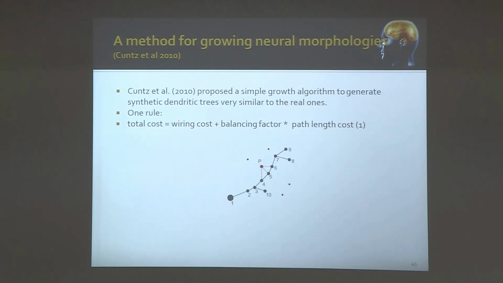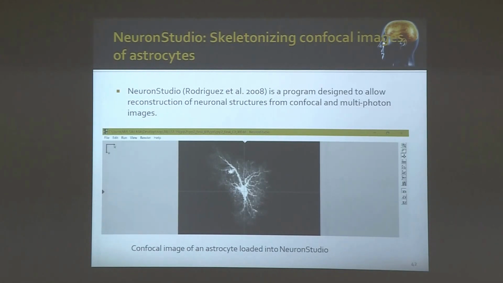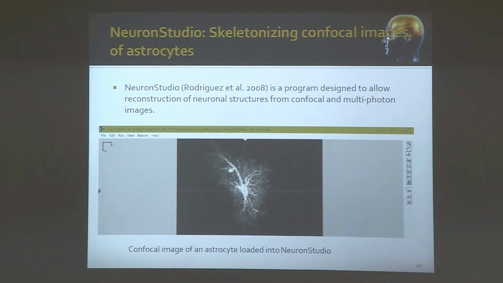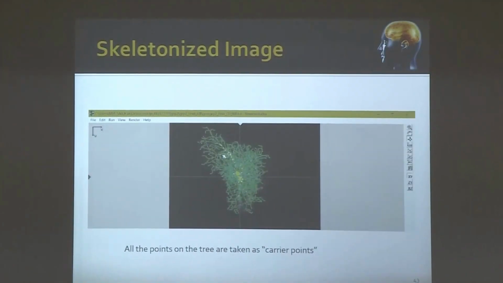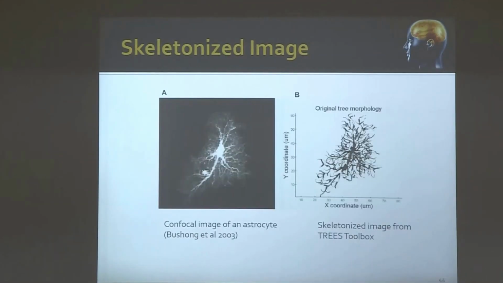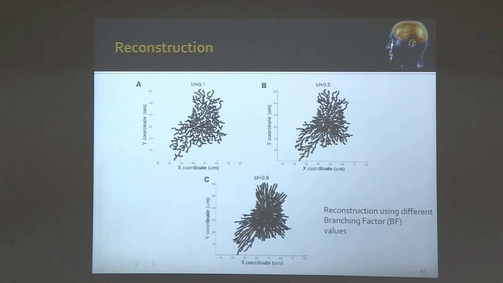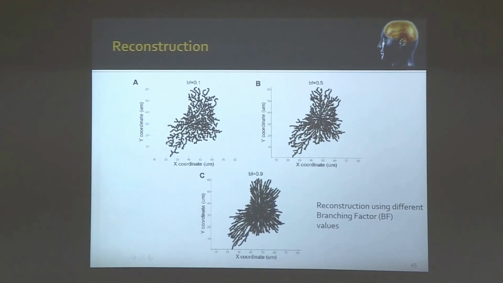And this cost is minimized for real neurons, and by playing with this one parameter, the balancing factor, you can reconstruct lots of arbors of real neurons, right? So we said, okay, can we try the same thing for an astrocyte? Is there a similar wire minimization principle at work in astrocytes? So we took data from literature, from Rodriguez et al., did some image processing, took this data and applied the same algorithm that Cuntz et al. have proposed for neurons. And it works, and for a balancing factor of about 0.5, you get a very good reconstruction.